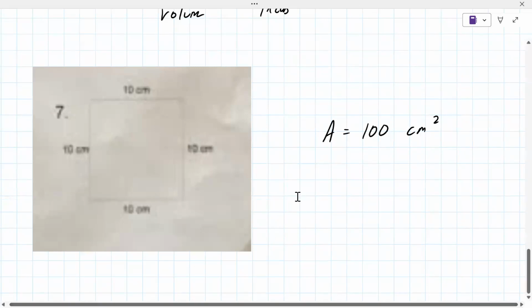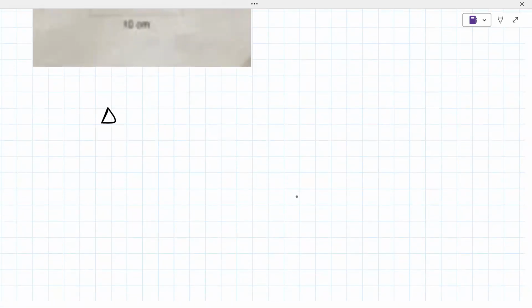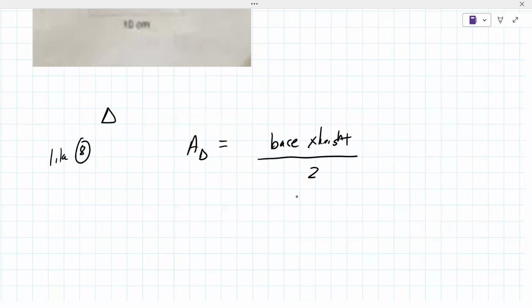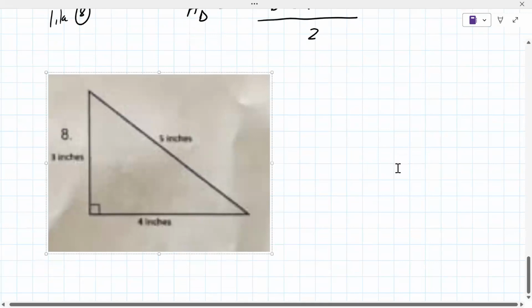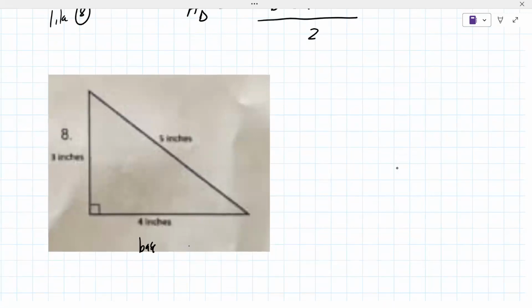All right. So then, for a triangle, like for number 8, it's very similar. It's base times height, but then you divide by 2. Okay, so it would be 12.6 inches. Would that be squared as well? Yeah. Now, which is the base and which is the height? The base is the 4 inches. The height is the 3. You got it. The area is 4 times 3 divided by 2, which is 6 inches squared.